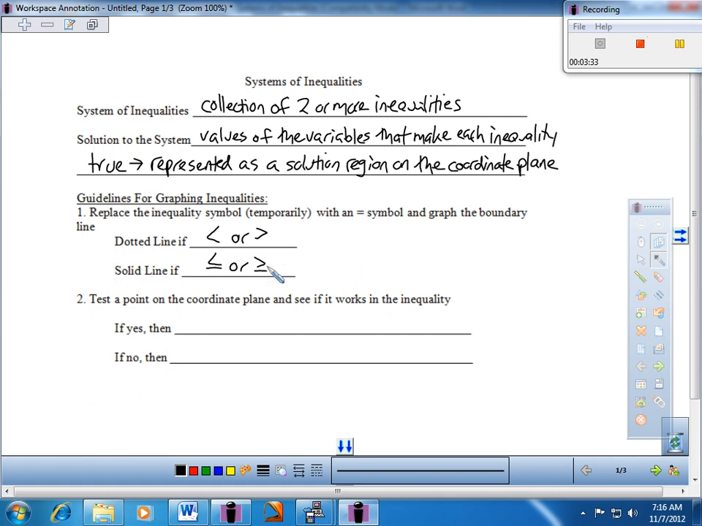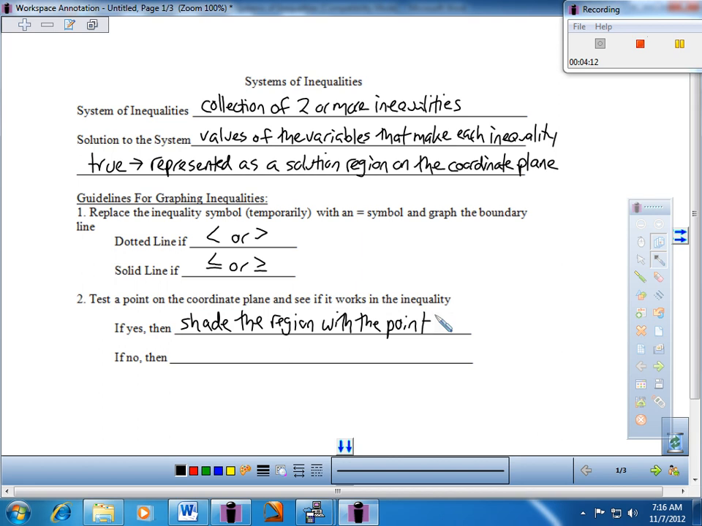Now there are a couple ways to pull this off. We're going to do it this way as it says on your paper. We're going to test a point on the coordinate plane and see if it works in the inequality. If it works, then we shade the region with the point. So basically that point will be representative of the entire region on the coordinate plane, either above the line or below the line, just depending on where we select.